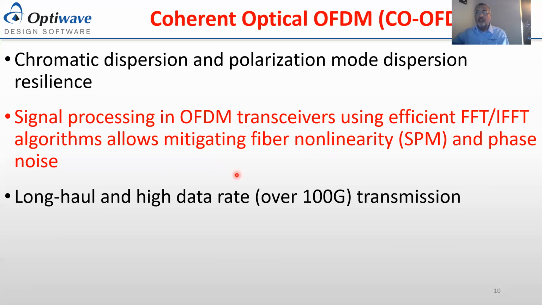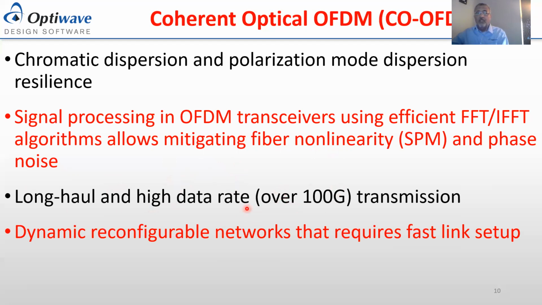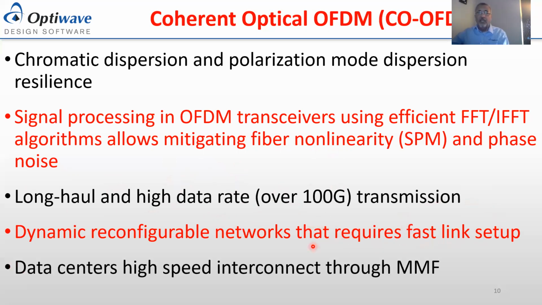This coherent detection system of the OFDM system is being used mainly for long-haul communication and for very high data rates above 100 gigabit per second. Now, this is also used for dynamic reconfigurable networks where they need fast link setups. It's used also in data centers for high-speed interconnect.